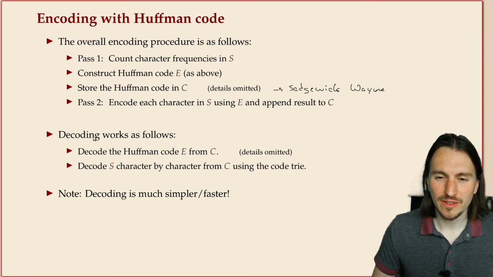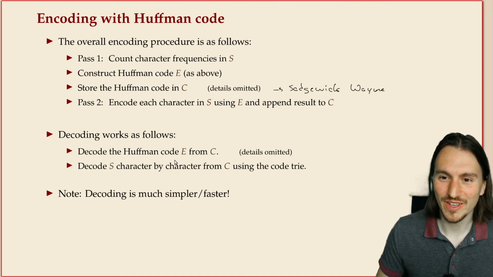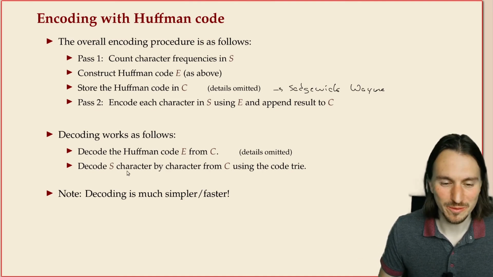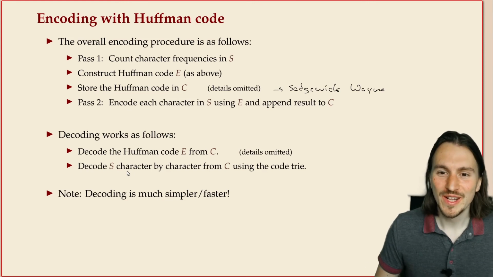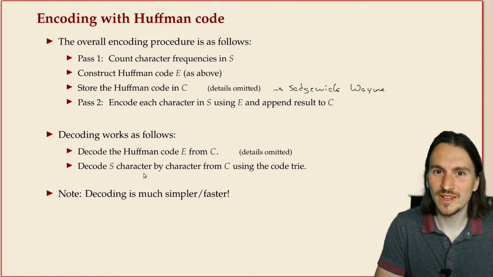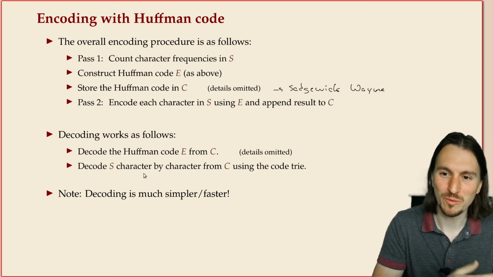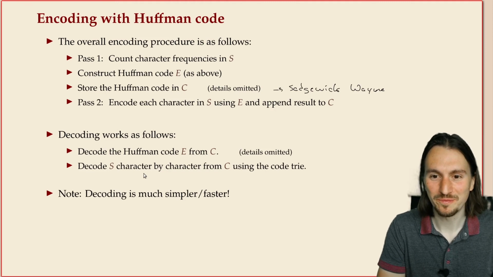To decode, you first decode the code, using a fixed encoding of the code. You have to decide on this, but again, we'll skip this. So we assume we already have the code read. And then you decode bit by bit from the coded text. Using the code trie, you just walk down the trie, and whenever you reach a leaf, you can output the next character, and that's it.